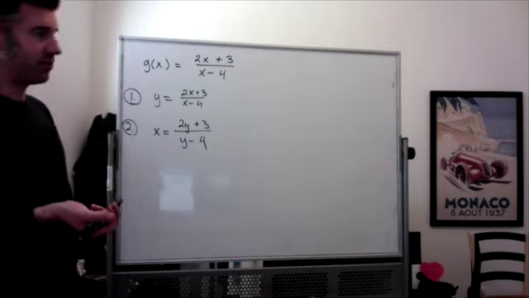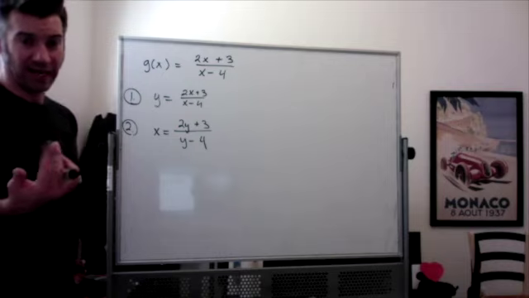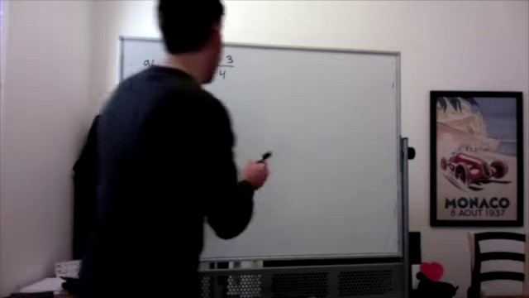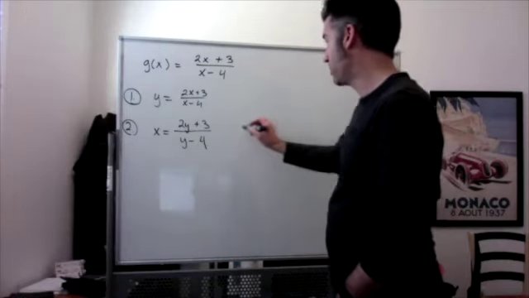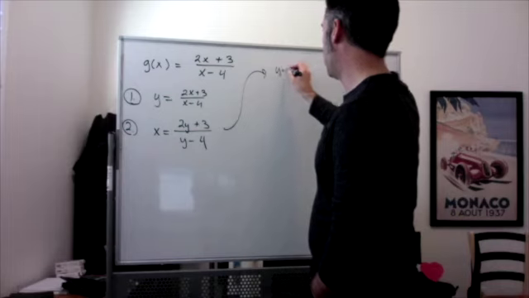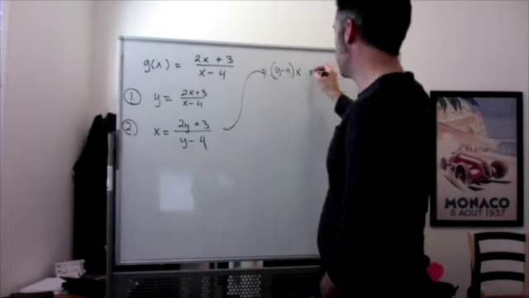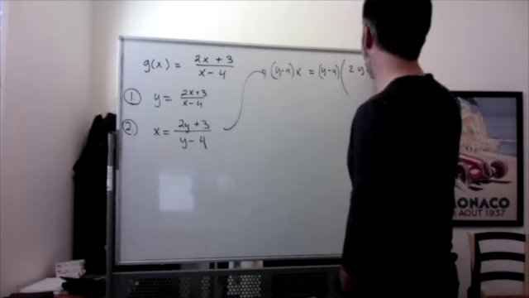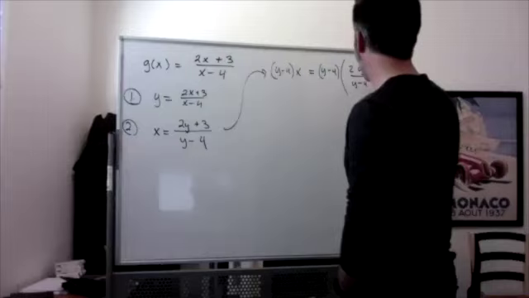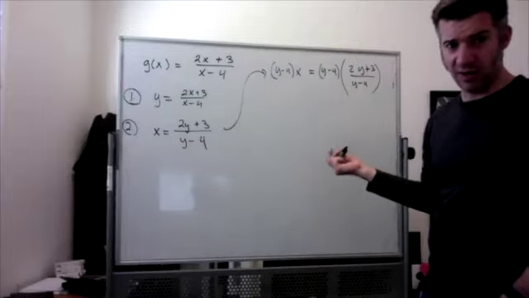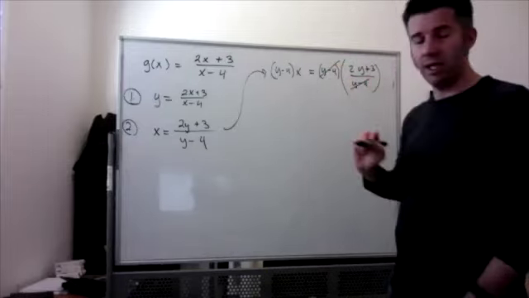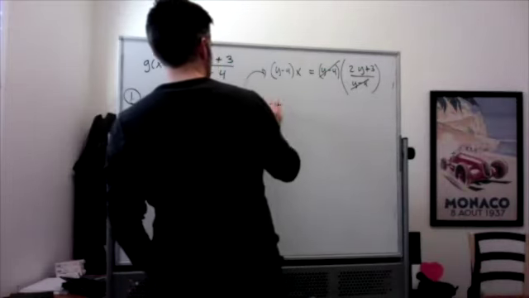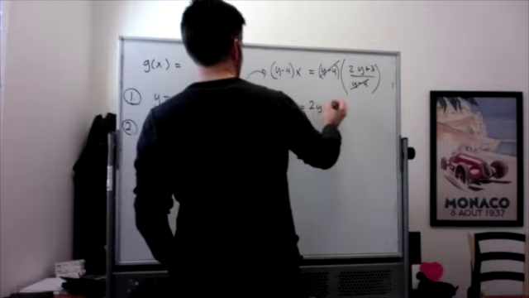The difference here between the last ones is there's only one y to isolate, so it was pretty straightforward. Here we have to do a little bit more work. So the first thing I'm going to do is multiply both sides by the denominator. So I'm going to say y minus 4 times x is equal to y minus 4 times 2y plus 3 over y minus 4. The point of this is to cancel out the denominator on the right-hand side. Those cancel. So now I've got y minus 4 times x equal to 2y plus 3.